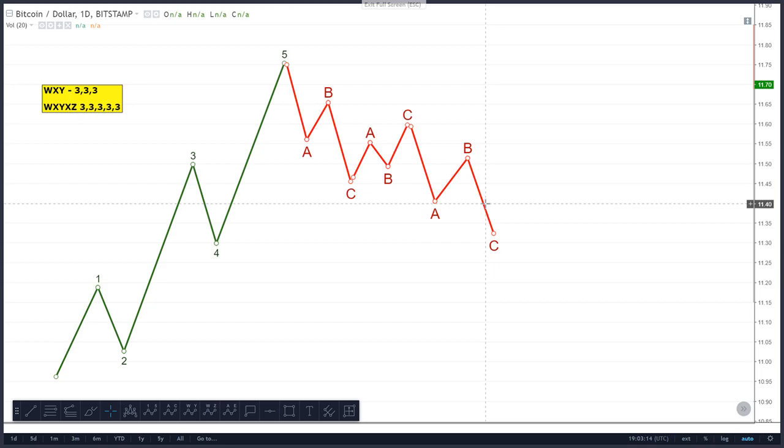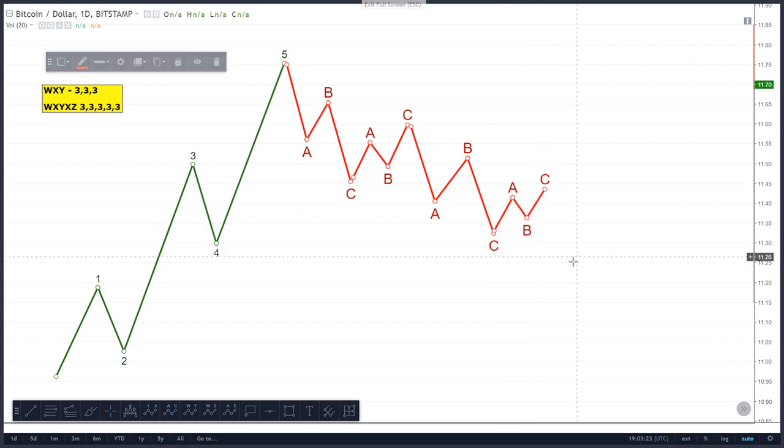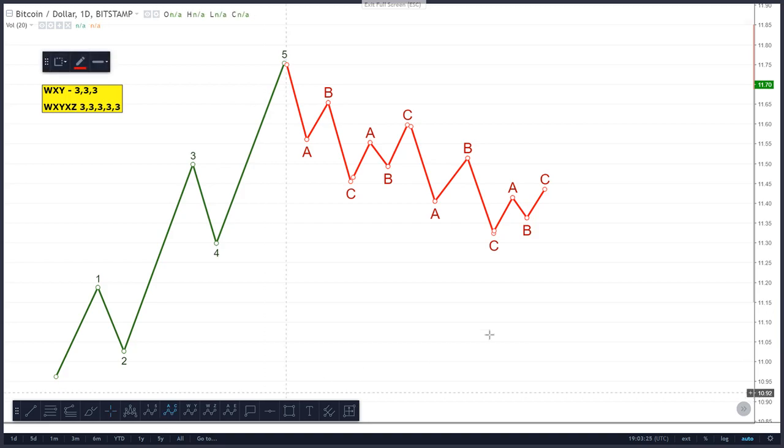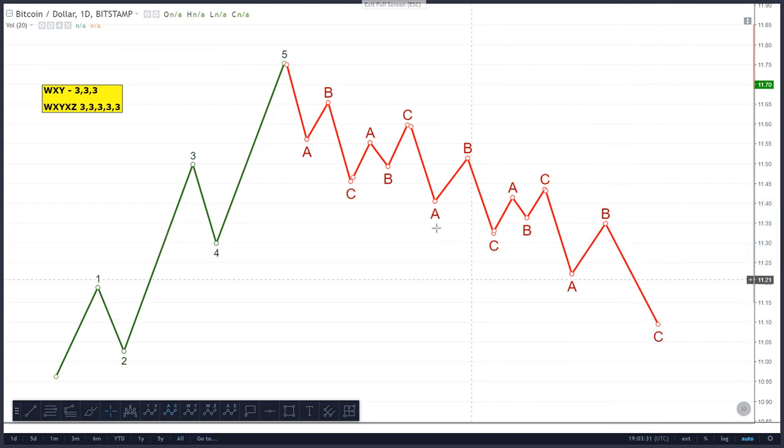Now I just want to show you what a triple zigzag will look like. So basically you just get an additional X wave, so A, B, C, followed by a Z wave, which again is an A, B, C. Now the number of waves down that we'll count is 11. So we'll have 1, 2, 3, 4, 5, 6, 7, 8, 9, 10, 11.